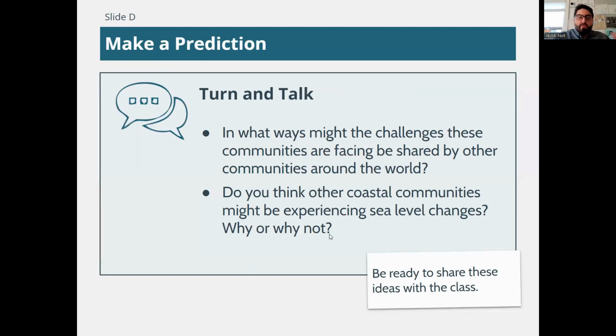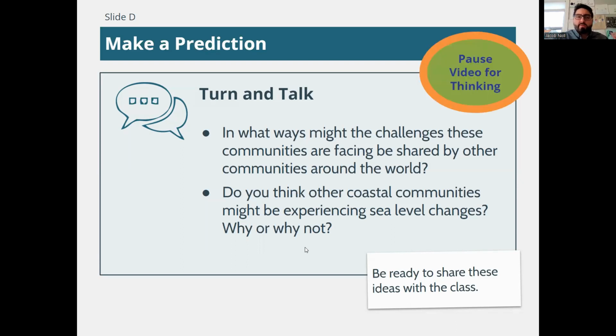But this then leads us to consider, in what ways might the challenges these communities face be shared around the world? Do we have enough information about that? Let's take a moment, consider. And do you think other coastal communities might also be experiencing sea level changes? Why or why not? Pause the video.